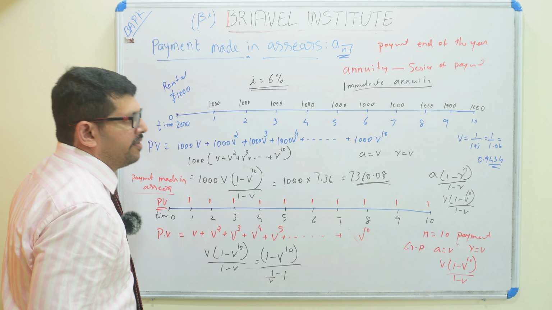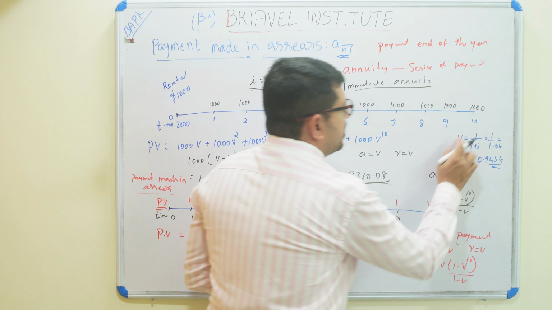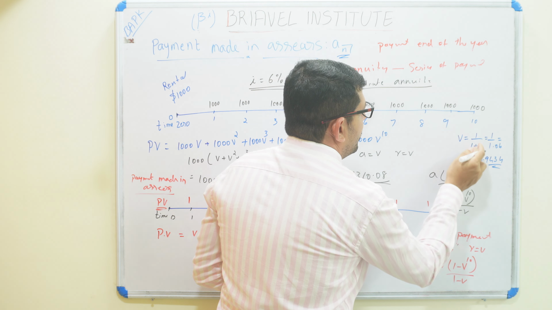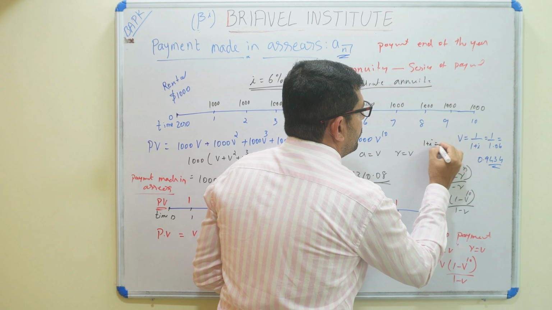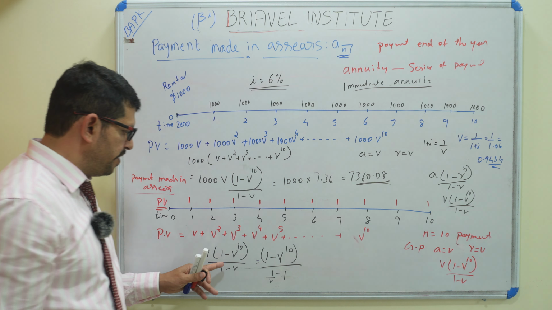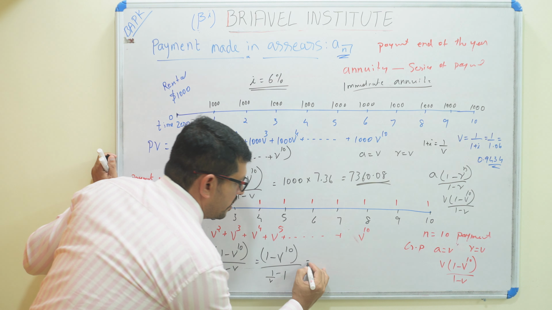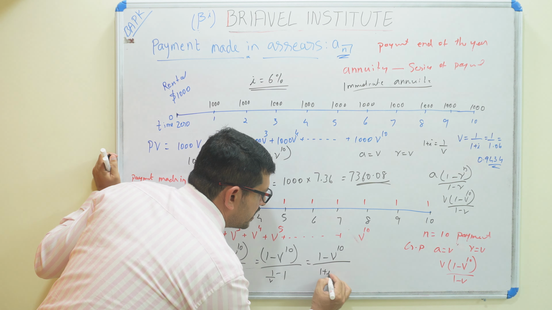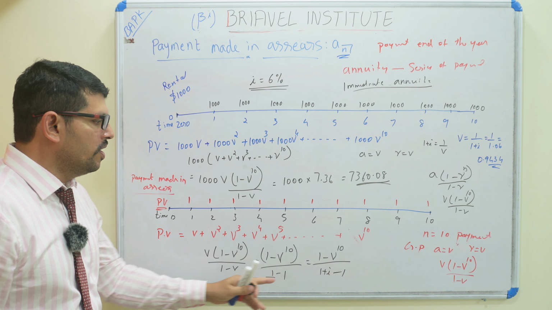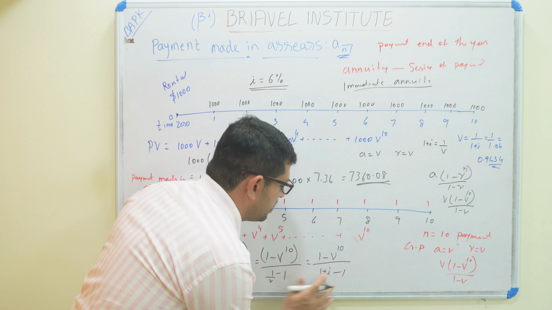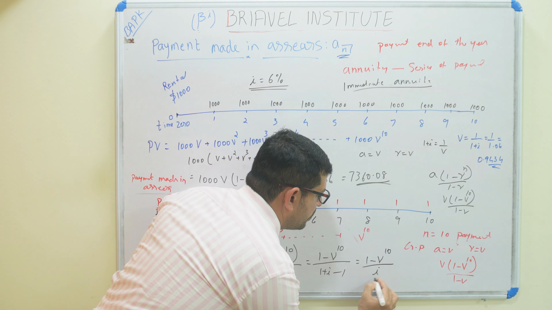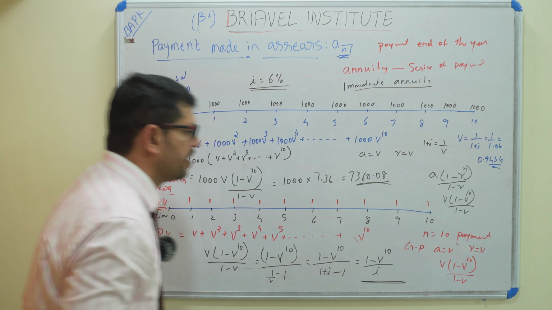1 divided by V, what will be the 1 divided by V? V is equal to 1 divided by 1 plus I. So 1 divided by V is equal to 1 plus I. So this equation becomes 1 divided by V raised to 10 whole divided by 1 plus I minus 1. So 1 and 1 are cancelled. So we will get 1 minus V raised to 10 divided by I. So this is the formula for the equation.